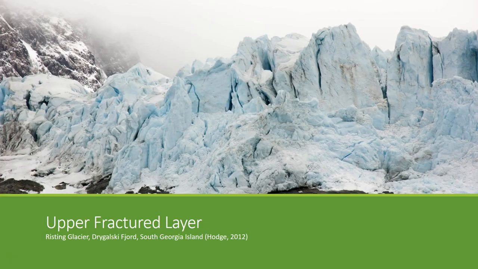In the top 50 meters of a glacier, ice behaves as a brittle solid and moves by fracturing, leading to the formation of crevasses. The Risting Glacier on South Georgia Island clearly illustrates the upper fractured layer.